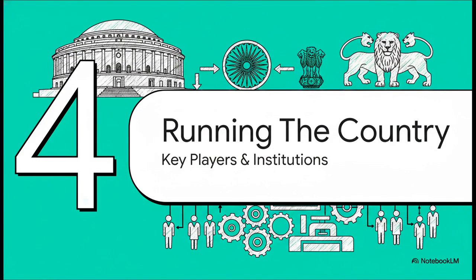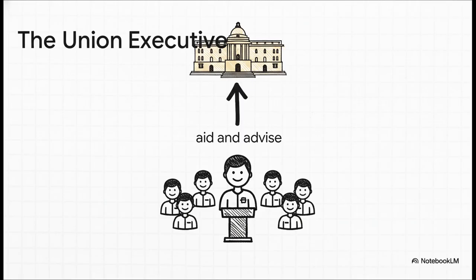Okay, we've got the rights and the ideals down. Now let's look at the machinery itself. This part of the Constitution is all about the nuts and bolts, the structure of the government, who holds the power, and how the country is actually run day to day. At the very top of the federal government, you have the Union Executive. Article 52 just says, hey, there's going to be a president.